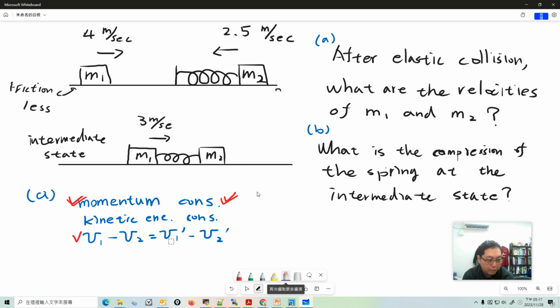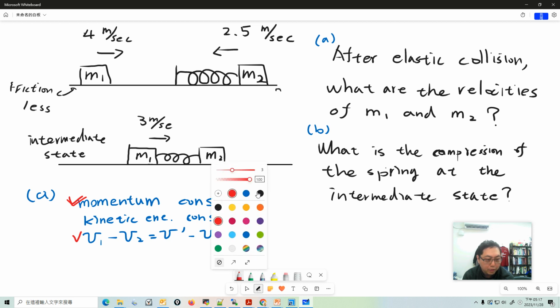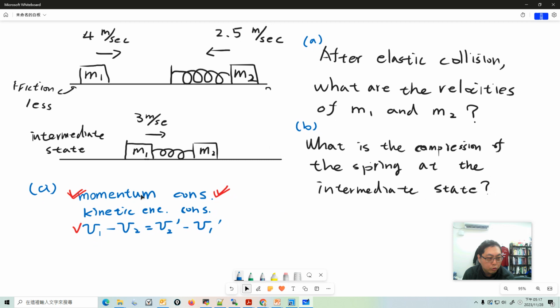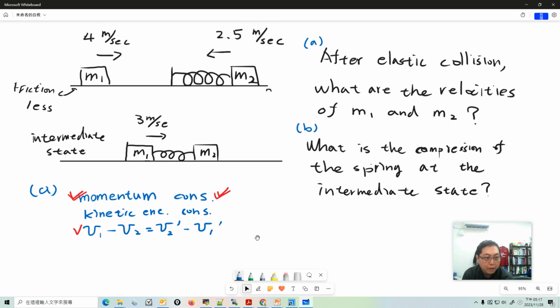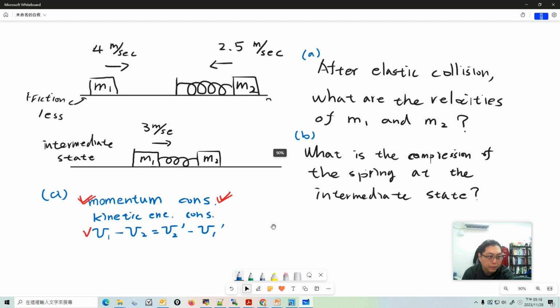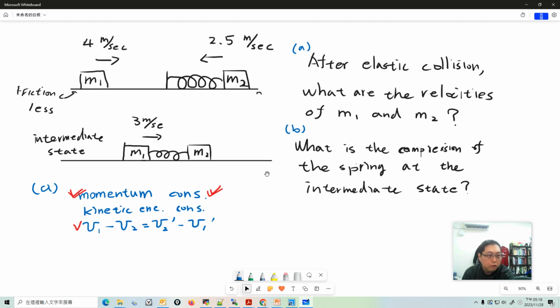I wrote this wrong: it should be V2 prime minus V1 prime. For this problem, I'll use these two: momentum conservation and V1 minus V2 equal to V2 prime minus V1 prime. You can try using kinetic energy conservation to solve the problem. The answer will be the same, but you have to do more algebra work.